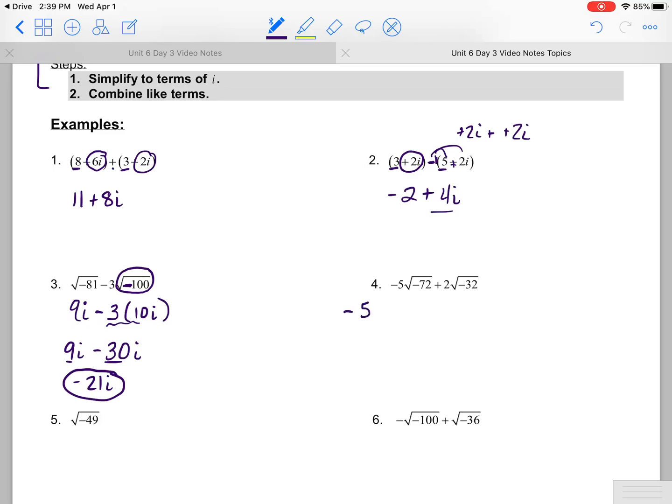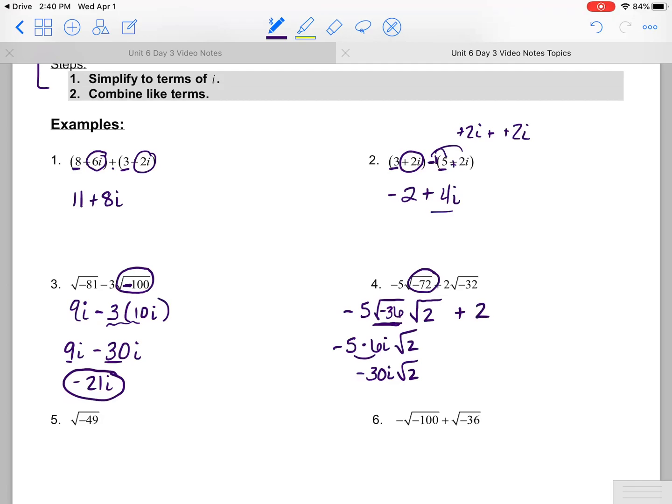All right, so I'm going to bring down the negative 5. Negative 72, I can break that up into negative 36 and 2, since 36 is a perfect square. So I know this one here, that's the tricky one: negative 5 times 6i, because it's negative, radical 2. So then this part becomes negative 30i radical 2.